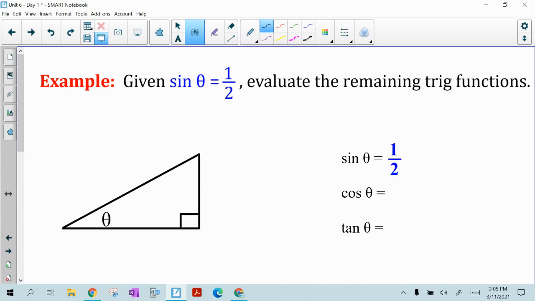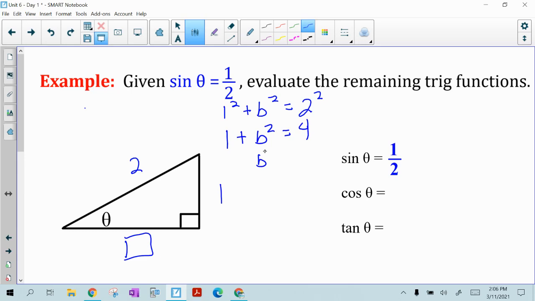So what we are going to do is start with the 1 and the 2, and we need to find our missing side. So I'm going to do the Pythagorean theorem and say it's going to be 1 squared plus b squared equals 2 squared. Okay, well, 1 squared is 1, b squared is just b squared, and 2 squared is 4. So I'm going to say that b squared equals 3. So I'm now looking at b equals the square root of 3.